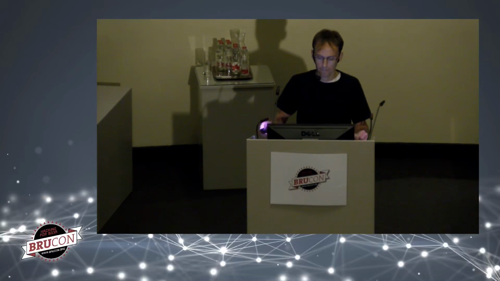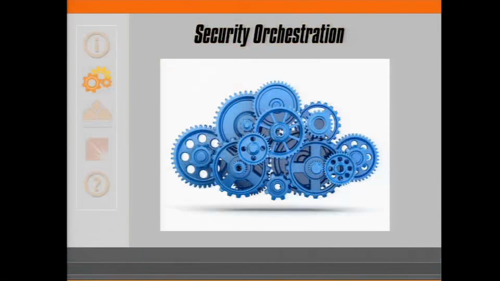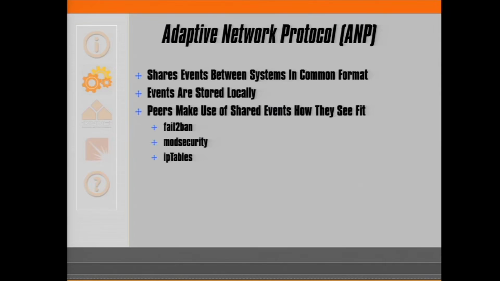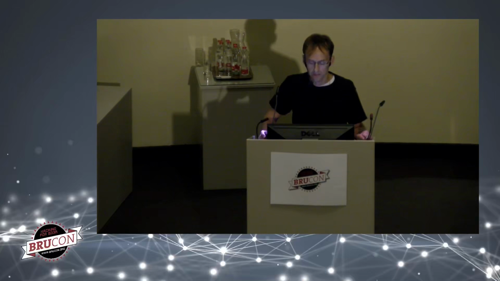So what we're talking about, in a very simple sense, is security orchestration, or what I like to think of as machine-to-machine orchestration. And this is how we're going to do it. Adaptive Network Protocol developed this to share events between systems in a very common, very simple format. Events are stored locally, and then peers can make use of the shared events how they see fit.